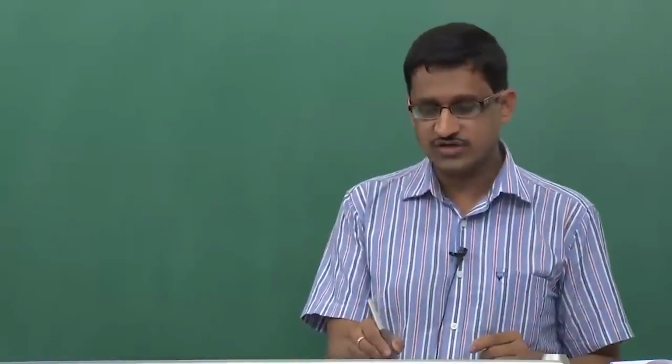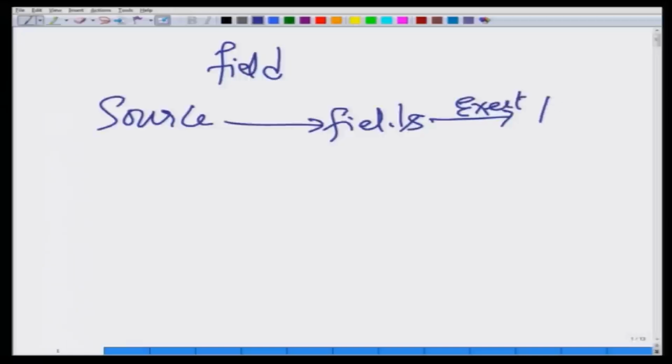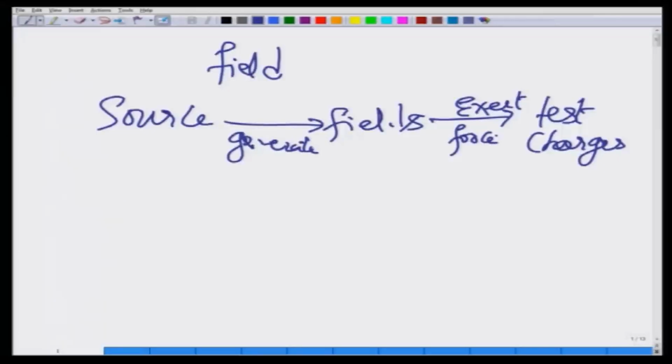So, we have source charges which are generating fields. You place some charges somewhere, these charges are assumed to generate fields, and these fields in turn exert force on the test charges. So, you have sources which generate the field, and fields in turn exert force on the test charge. This makes electromagnetic theory into a two-layer system.